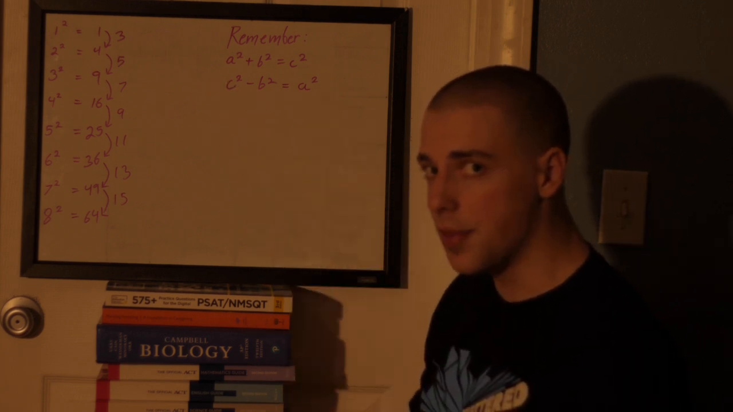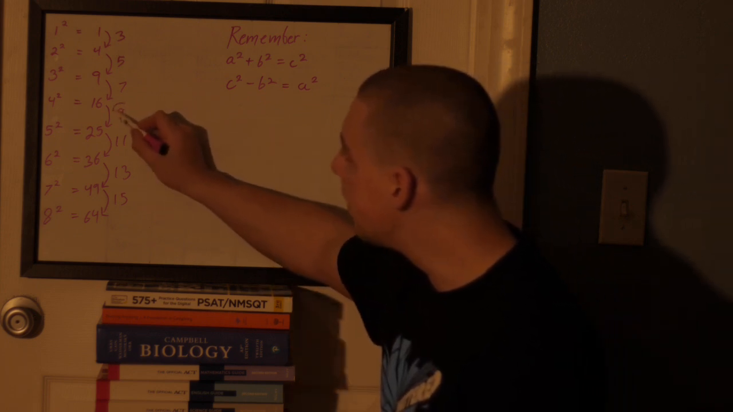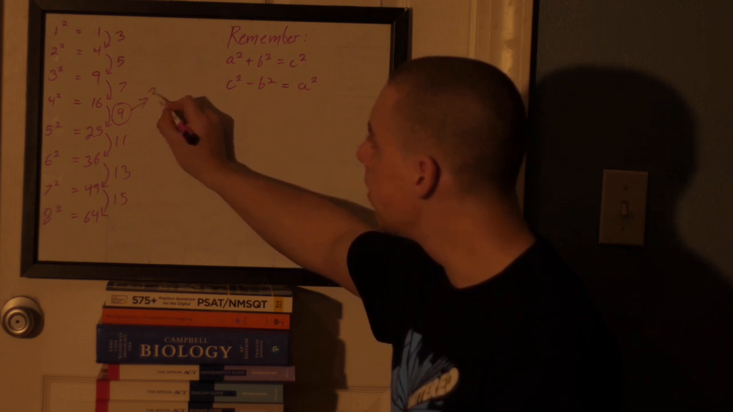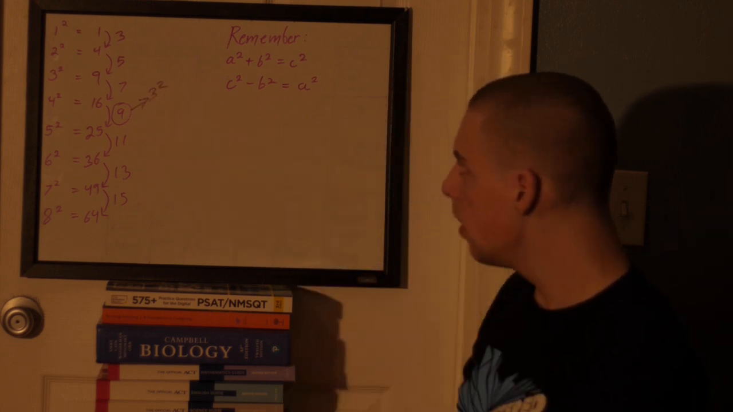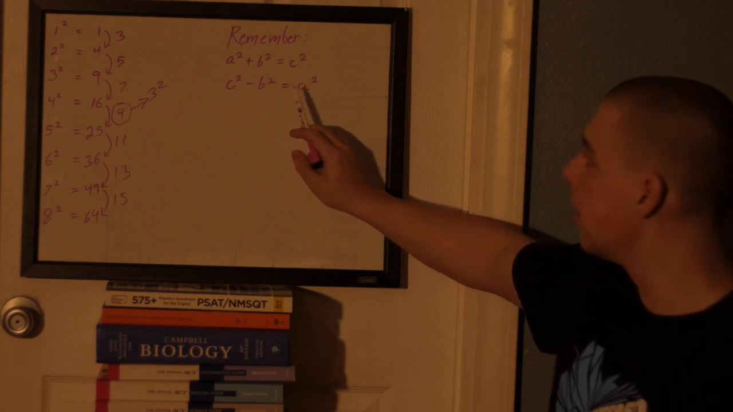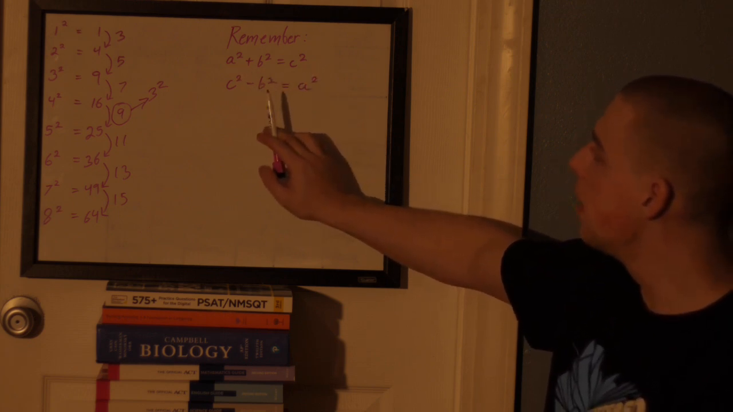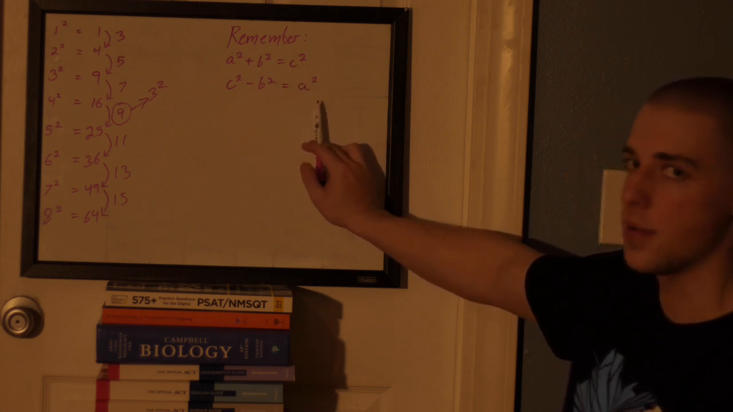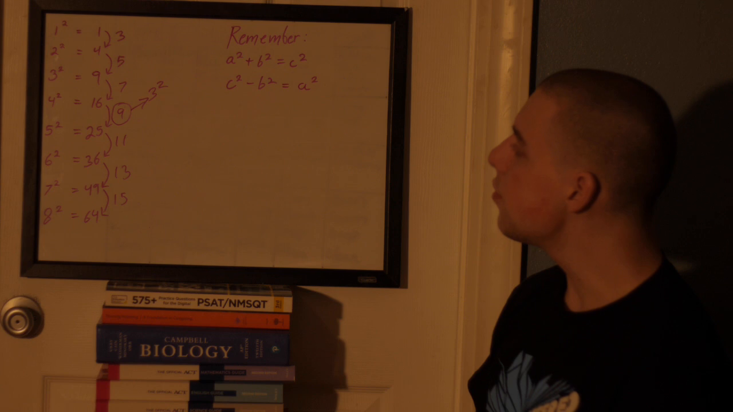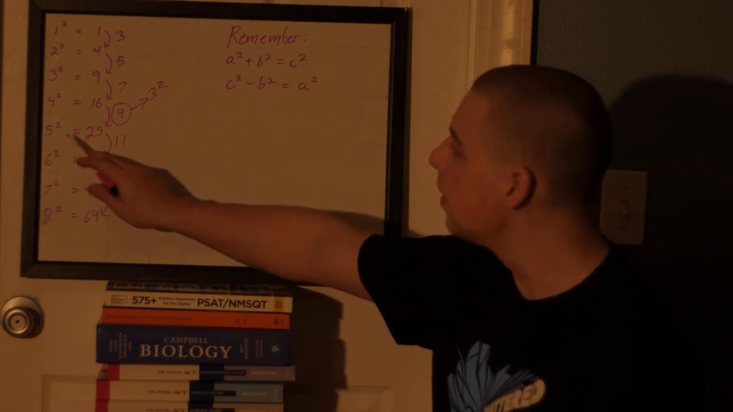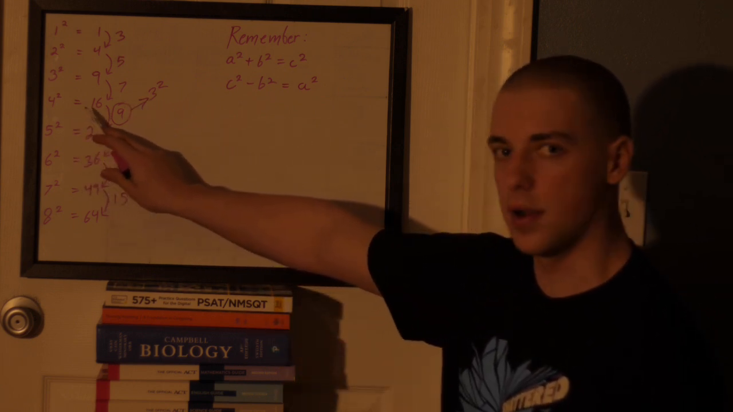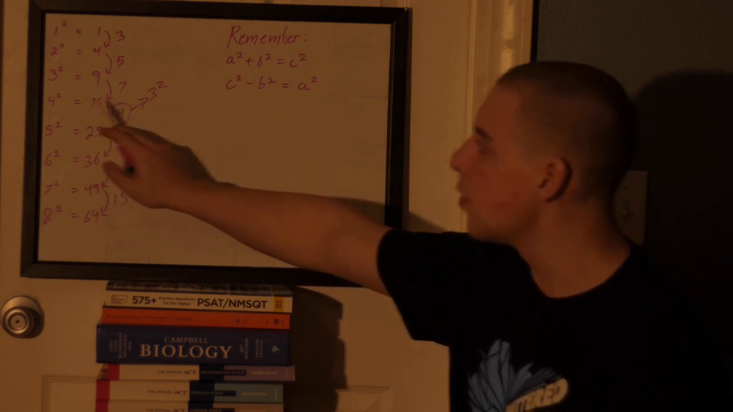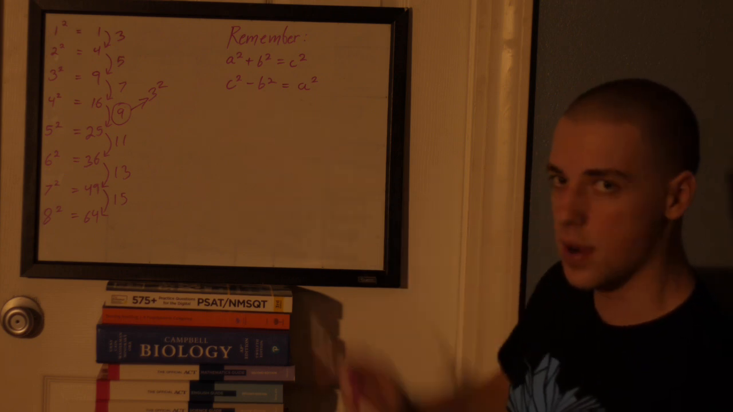But what's cool about this is 9 itself is a perfect square, right? 9 is 3 squared. We can take the Pythagorean theorem, a squared plus b squared equals c squared, and subtract b squared from both sides to get c squared minus b squared equals a squared. So what does that give us? That shows us that 5 squared minus 3 squared is 4 squared, right? 25 minus 9 is 16. 5 squared minus 3 squared is 4 squared. C squared minus b squared is a squared.